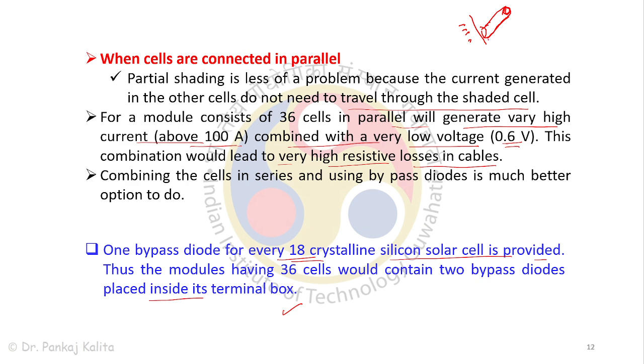So to avoid it, we need both the series combination and the parallel combination, with inclusion of the bypass diode. One bypass diode for every 18 crystalline solar cells is provided. So a typical 36 cell module has two bypass diodes in a particular terminal box.